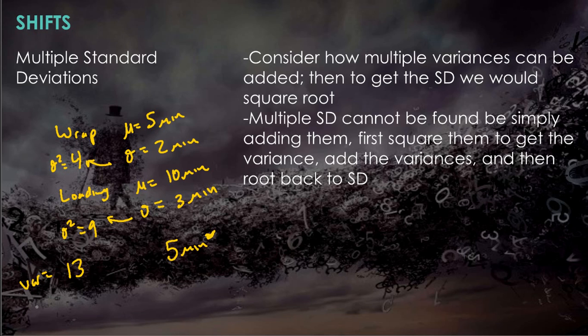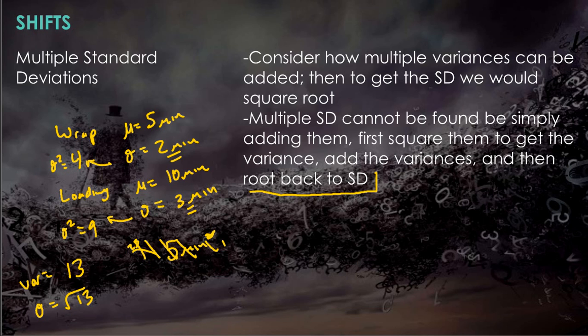Now, how do I get my standard deviation from that? Well, I would square root it. So I have square root of 13. So if we check, if I just added this 2 and this 3, and I get 5, if I square it to get my variance, that would be a 25. It's not 13. So it's not consistent. So we can't just add our standard deviations. We have to actually work from the variances only. And if necessary, we can square root back to standard deviation to find out what it is that we need to know.